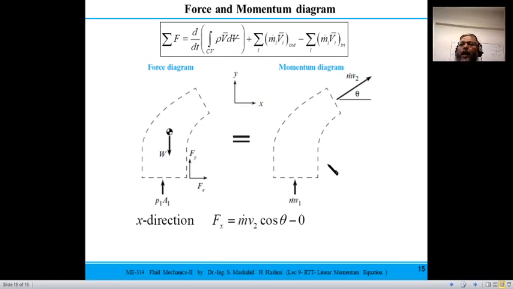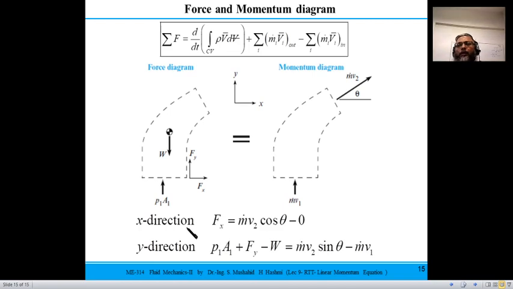At section 1 the momentum is coming in, not out. So the momentum out in the x direction is only the horizontal component, the cos theta component. So m v2 cos theta is the momentum out in the x direction. And minus 0 means there is no momentum coming into this control volume in the x direction, so I have put it 0. Similarly, I can do it for the y direction.